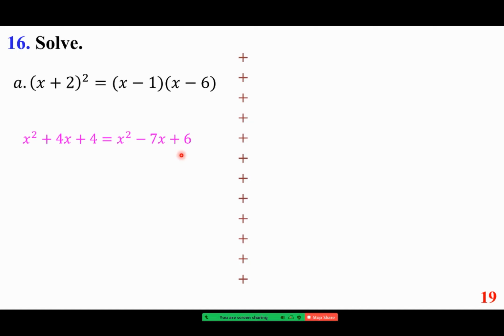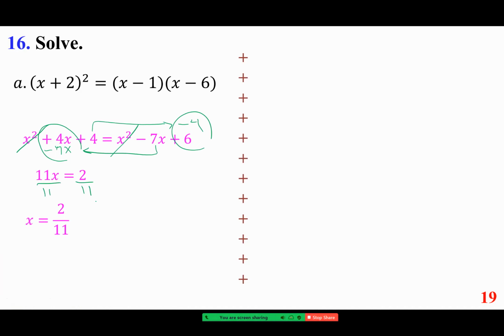Now, let's bring everything to the same side by doing the following. X squared and x squared, you don't have to move them. They are identical, and so they cancel each other. Let's move the negative 7x. And let's move the 4. We get 11x equals 2. And we are done.